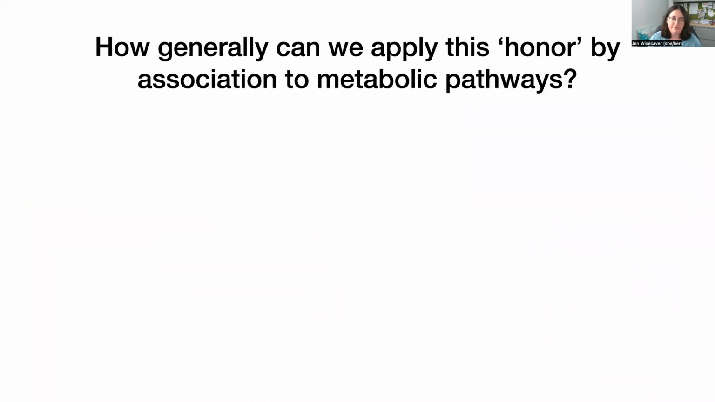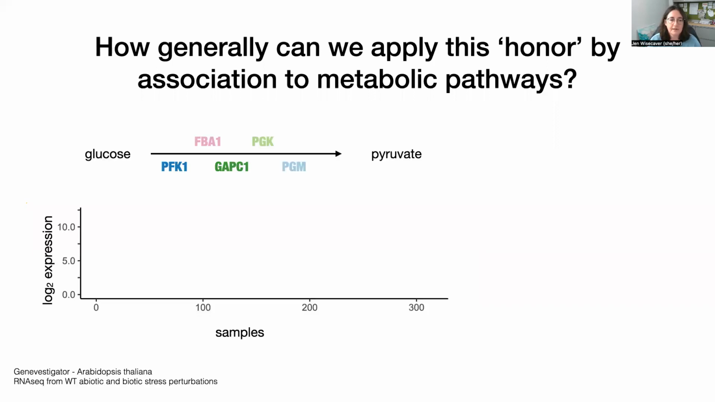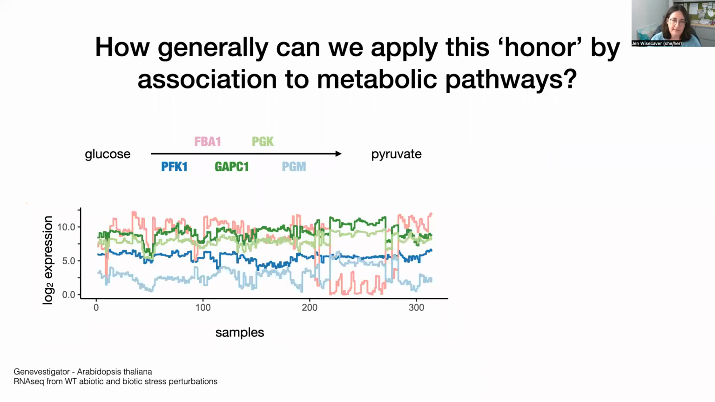But in general, whatever you call it, one of the things that we think about in the lab is how generally can we apply honor by association to metabolic pathways. And so here I'm going to show you 2 contrasting examples. In the first, we'll look at 5 genes involved in glycolysis, just 5 genes here, and we'll look at their gene expression over 300 different RNA-seq samples taken from a public database.